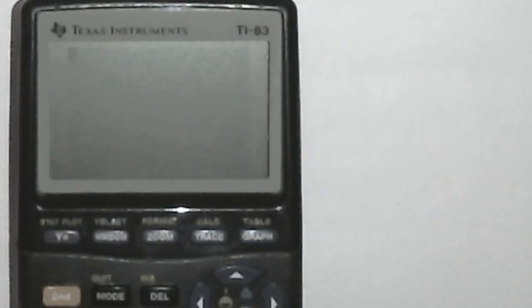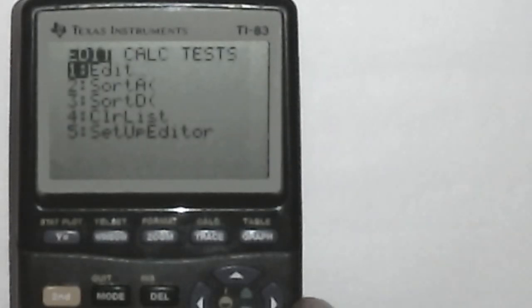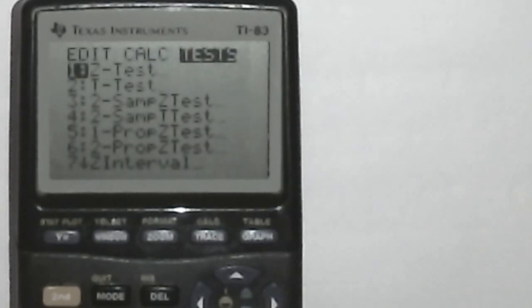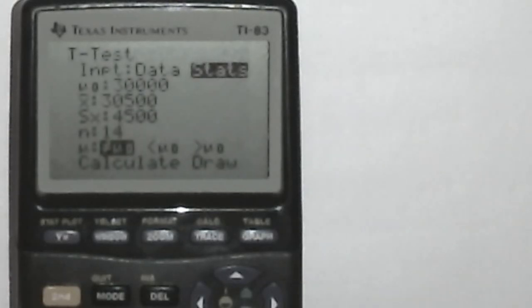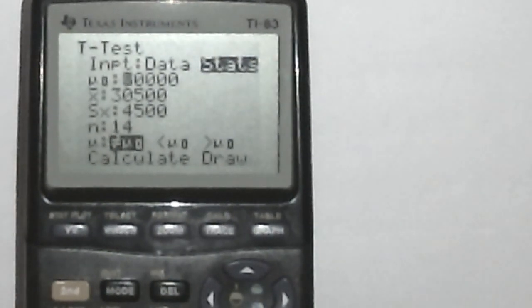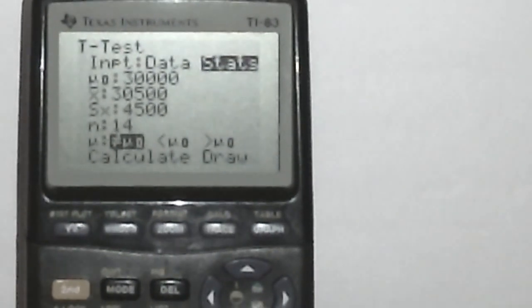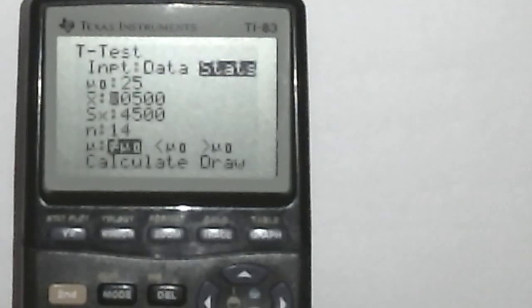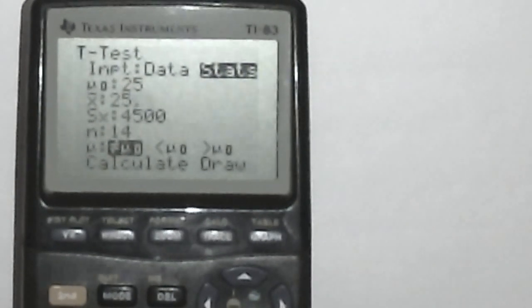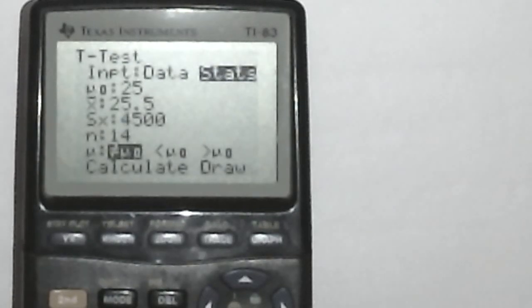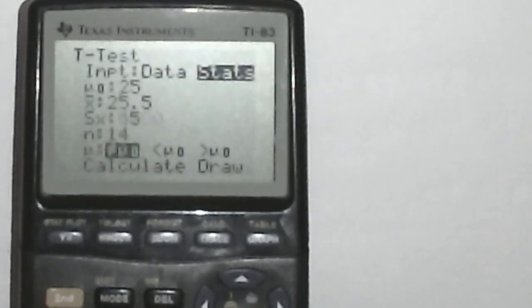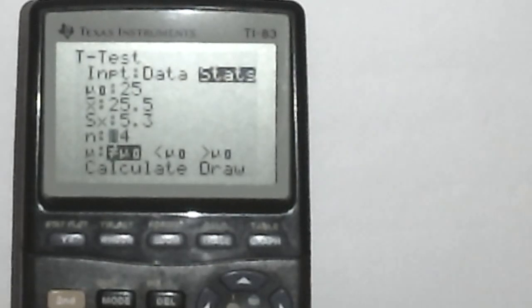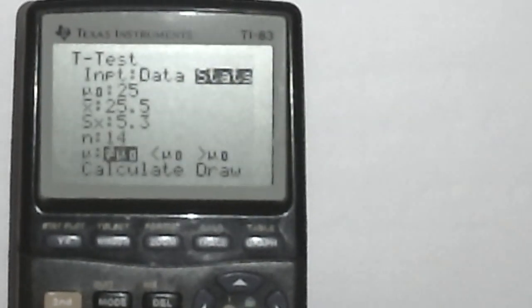The p-value way of doing this problem is going to have us hitting stat, go over to test, go down to t-test, and dive into t-test by hitting enter. Select stats. Now, the purported population mean under the null statement is 25, so type in 25. The sample mean is 25.5. The sample standard deviation is 5.3. The sample size was 36.